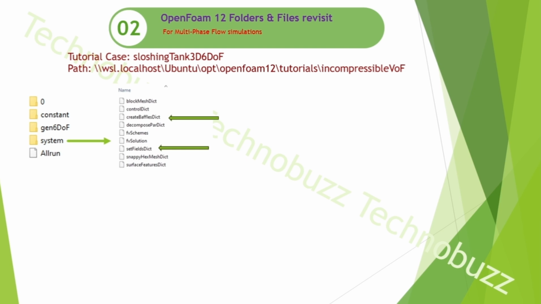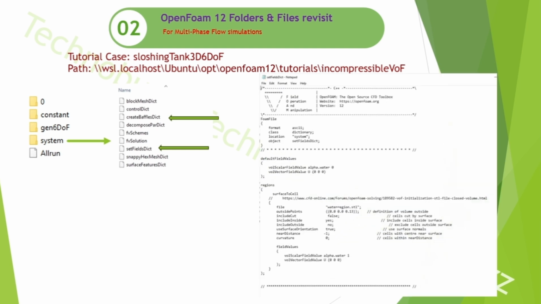Now let us go with the file set fields dict. This file is needed for multiphase flows using the VOF module. In this file, we specify the initial condition for the phase fraction of water. This file contains 2 blocks, default field values and regions. In the default field values block, we initialize the volume fraction of water to 0. This means the whole domain is initialized with 0 volume fraction of water. In other words, the whole region is filled with air.